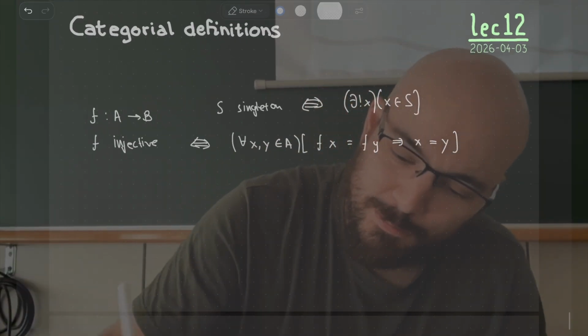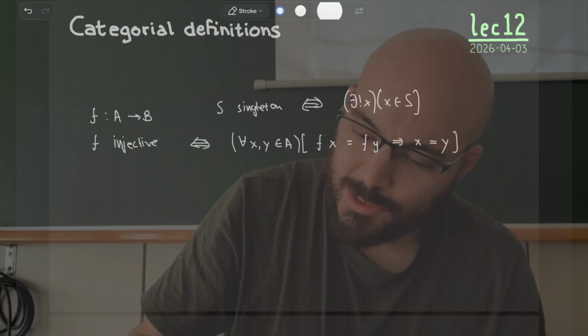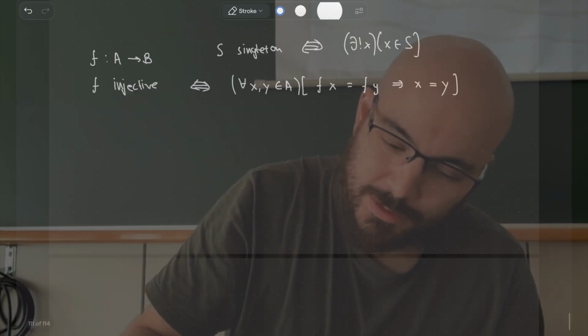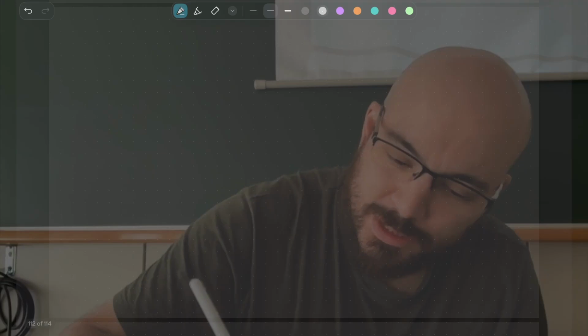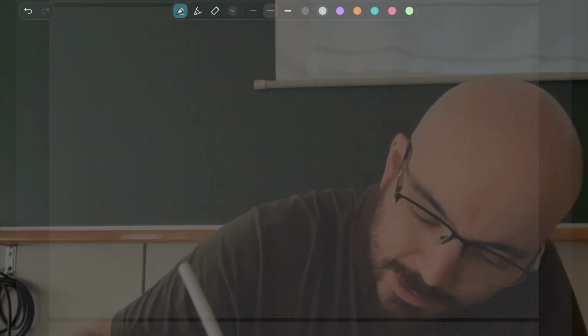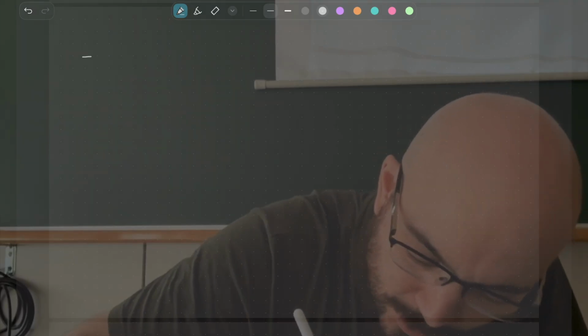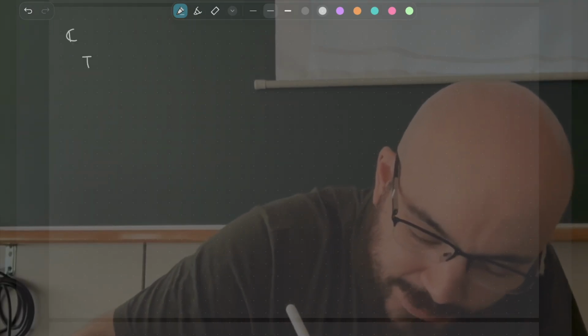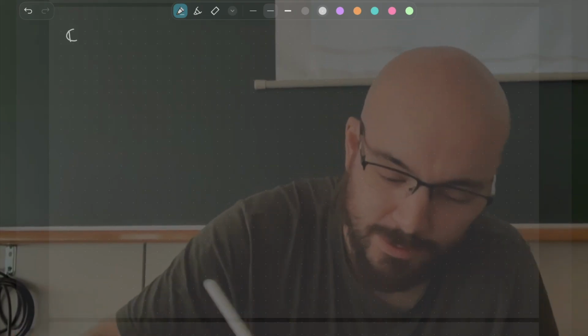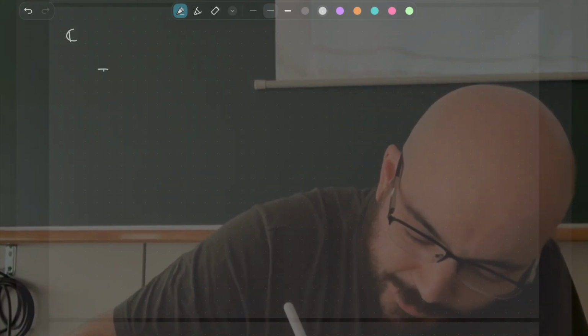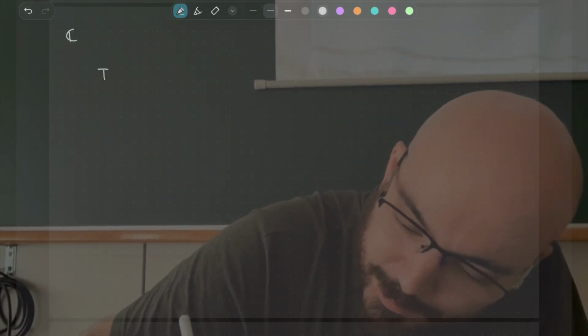I will start with some definition, quite simple to state, and I will say what it means for an object to be a terminal object. So I'm in a category C, I don't need anything else, and all these definitions will be like that. And I have an object T, and I will say that T is terminal.